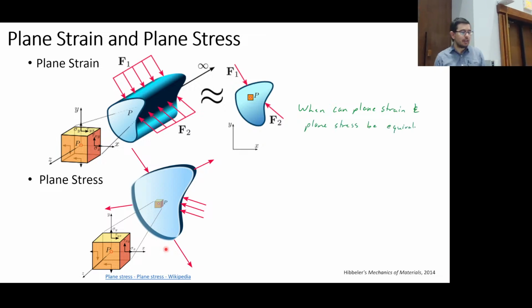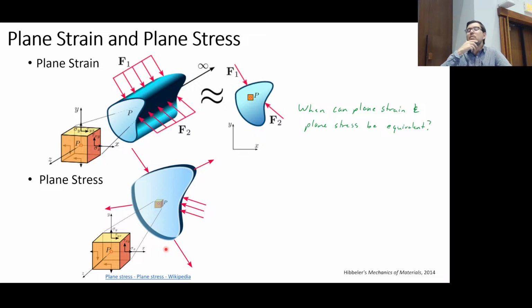Okay, so let's ask ourselves a question: when can plane strain and plane stress be equivalent? And so you need a situation where both the sigma z and the epsilon z stay equal to 0. Okay? And if we think about the equations where we have the epsilon equal to 1 over E times quantity sigma 1 minus nu times sigma 2 plus sigma 3, all right? Remember that constitutive relationship?